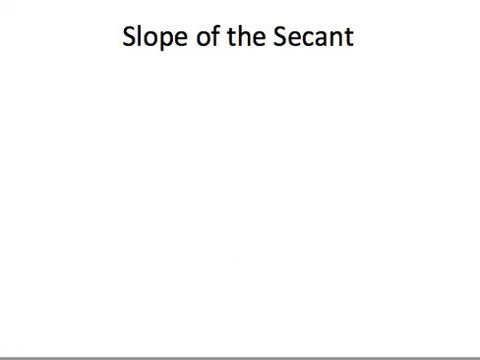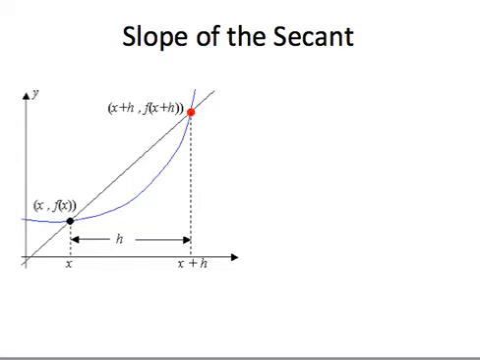So we're going to start with the slope of a secant. So what exactly is a secant? We have a function here in blue. We have a point here, x, f of x, and we're going to move off of x a little bit. We're going to add h. And our second point is at x plus h, comma, f of x plus h. And we want to find the slope of that secant.